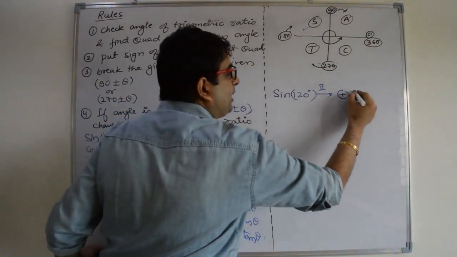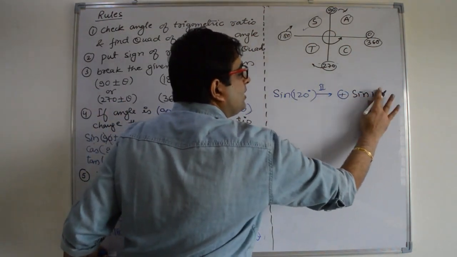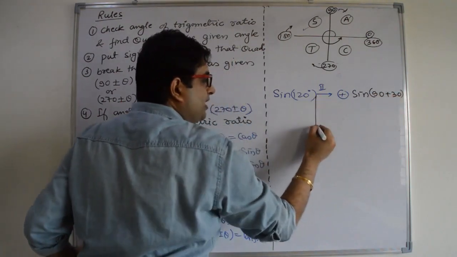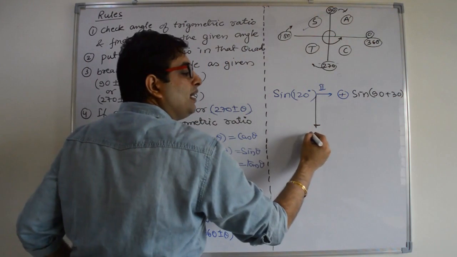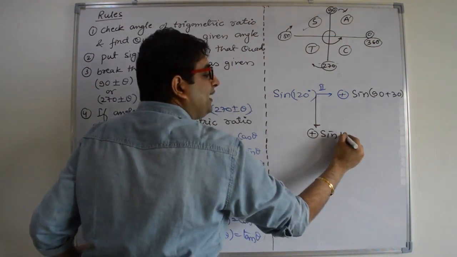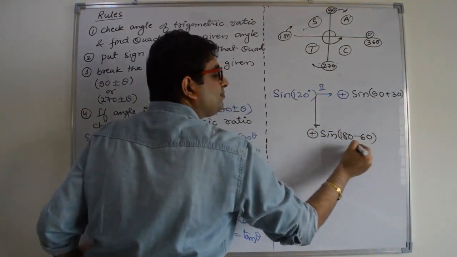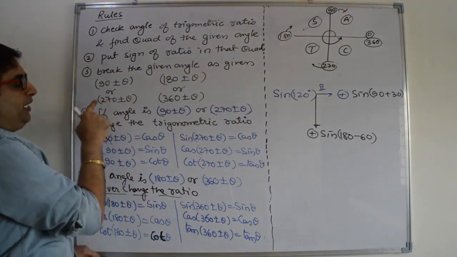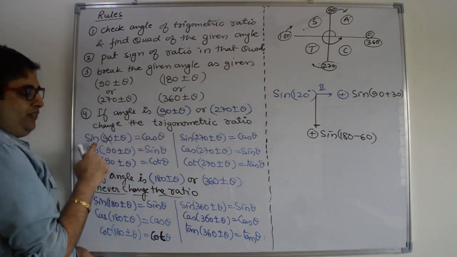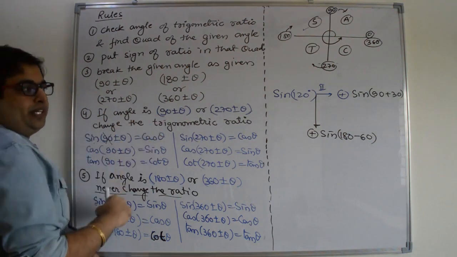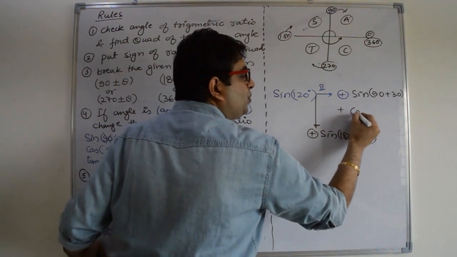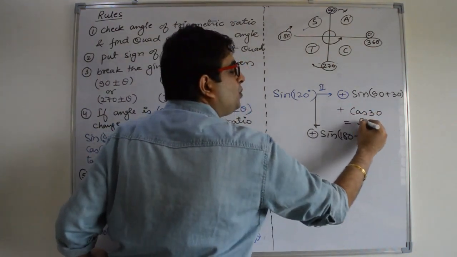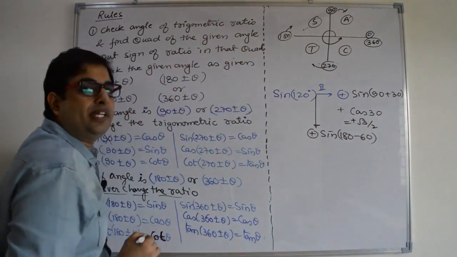So we can break it in two ways. This is 90 plus 30, or there is one more method, that is 180 minus 60, right? Both will give you 120 degree, right? If we have 90, then we have to remove 90 and we have to change the quantity. So sine will be converted into cos 30, and cos 30 is root 3 by 2. So our answer is plus root 3 by 2.